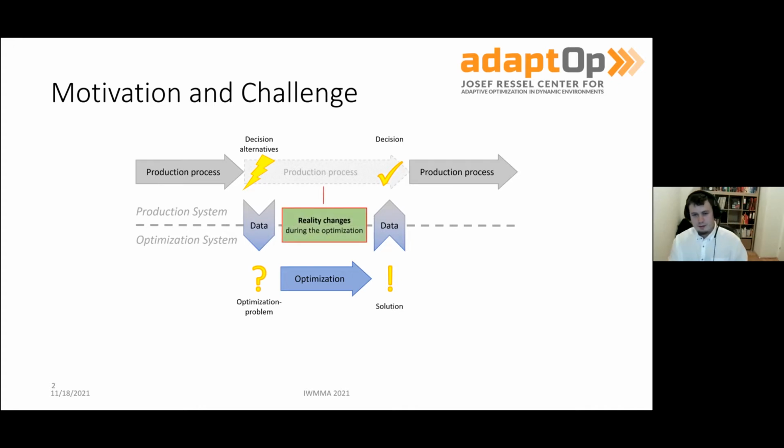And the second problem is that usually reality doesn't wait for your optimization. So it changes while the optimization is running. This is less of an issue if your optimization algorithm is super, super fast. Usually this causes your solution to be somewhat out of date the second that you emit it. So this causes us to create optimization problems that are no longer static, but dynamic optimization problems.